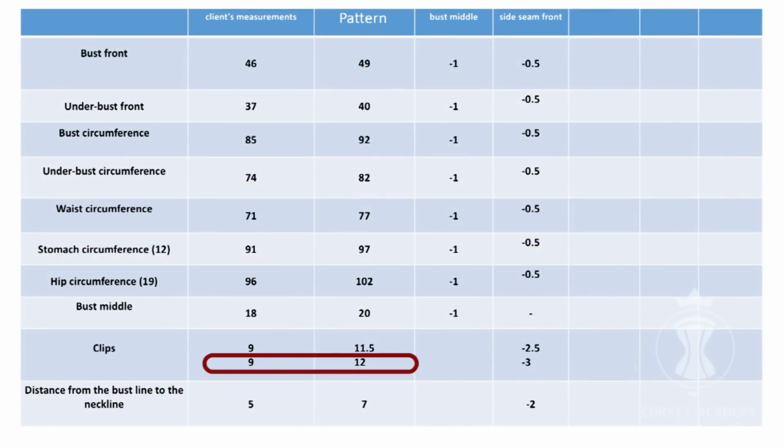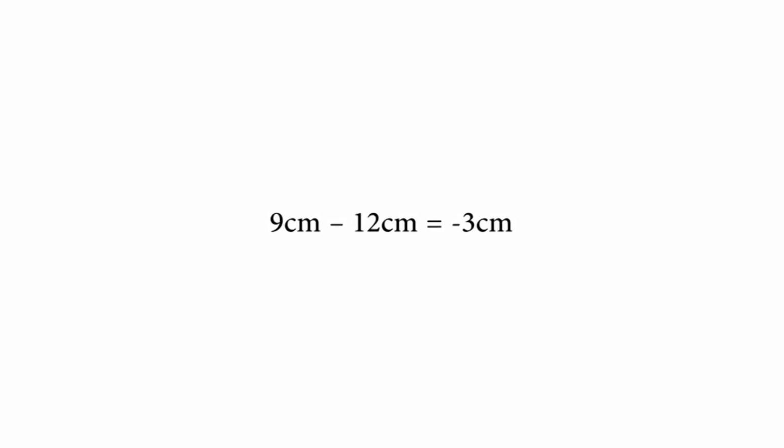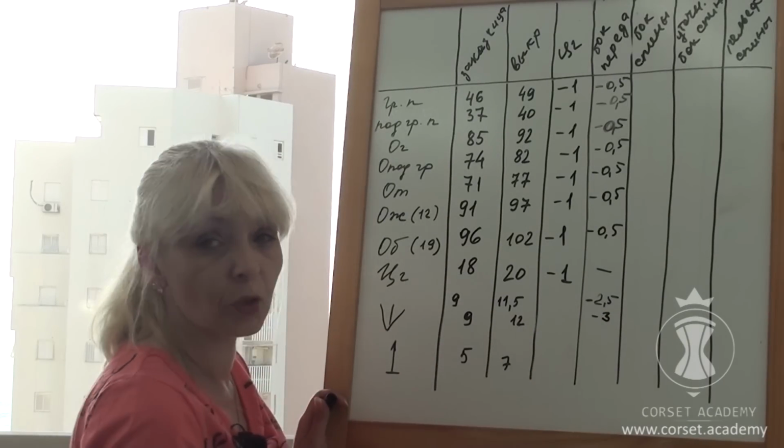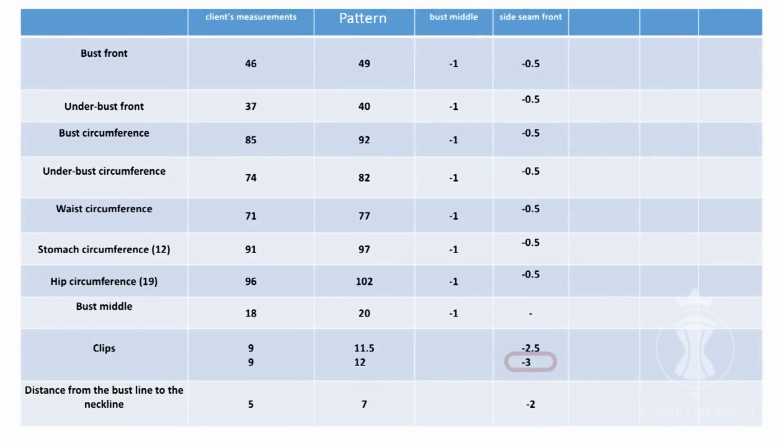I write -2.5 centimeters in line 9 of column 5. Towards the corner, 9 centimeters on the client and 12 centimeters on the pattern. 9 centimeters minus 12 centimeters equals -3 centimeters. I need to remove 3 centimeters from the clip toward the corner. I write -3 centimeters in line 9 of column 5.